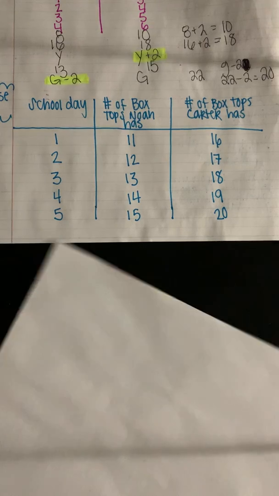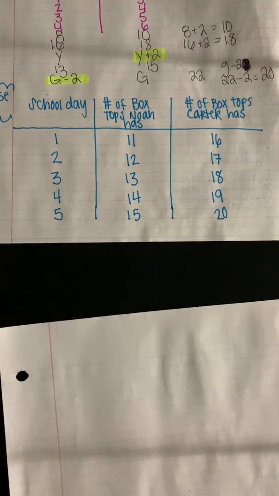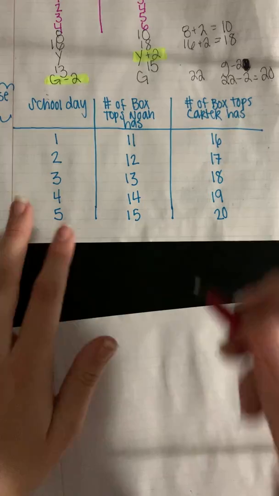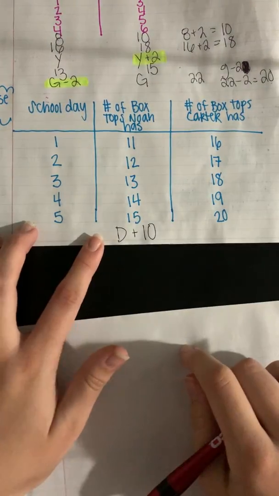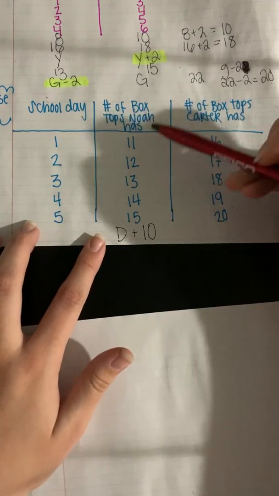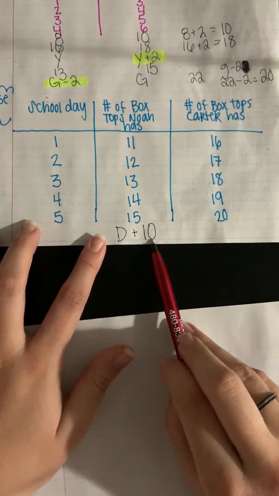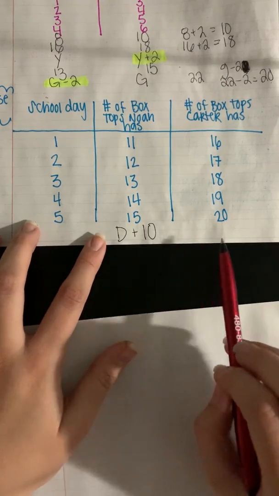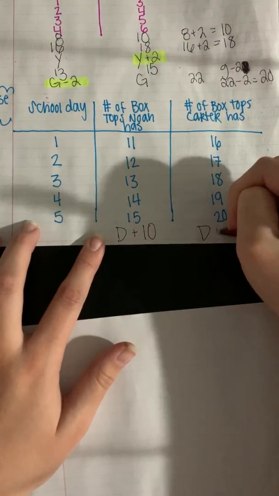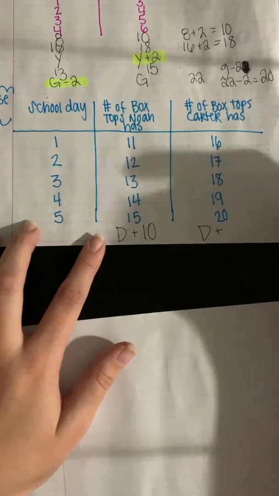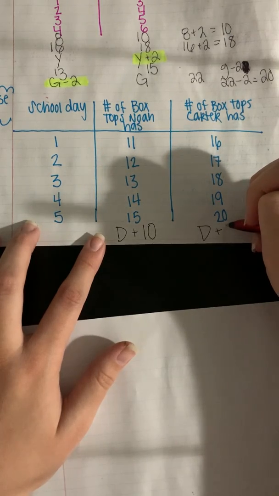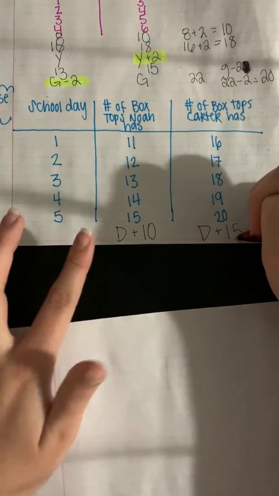So if we let D be the number of days since the new school year began, on day D of school, how many box tops will Noah have brought? Noah will have brought D plus 10. It's whatever number Noah himself brought plus the 10 that his grandma gave him. And on day D of school, if we wanted to know how many Carter has brought in without the help of his aunt, we would have D, the number that Carter brought in on that day, plus 15.